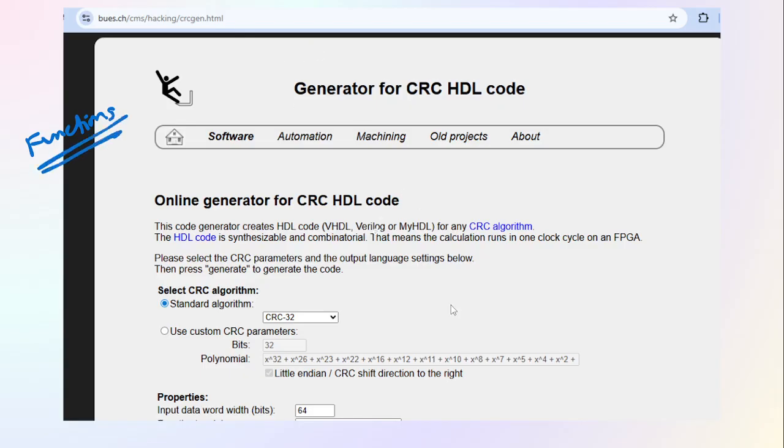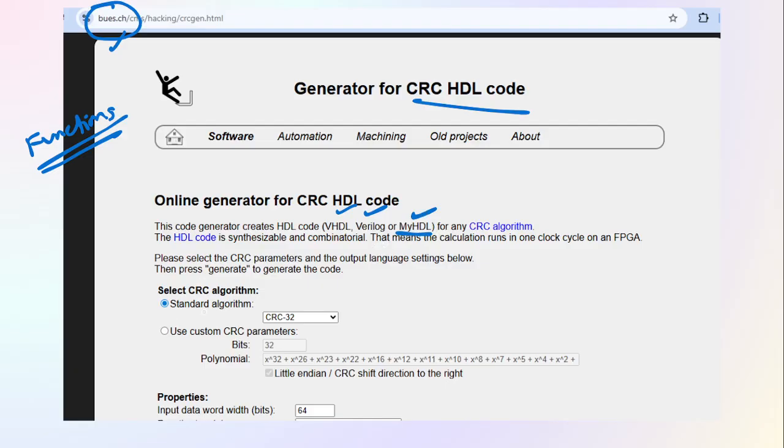So now that we have seen how our LFSR works, if you go to these websites, there are multiple websites that do this. This is one of them, bues.ch, and you can see that they have the CRC HDL code generator. This gives you the hardware description language, either Verilog or VHDL, and MyHDL too. Wow, this is great. This is fantastic. I love MyHDL because this is Python based, and I do a lot of work in MyHDL. You can check out my channel about that.